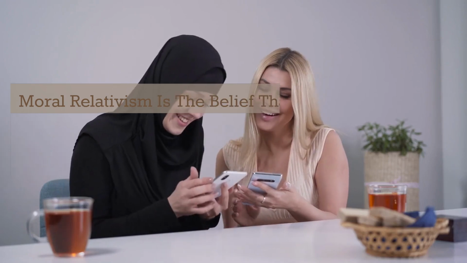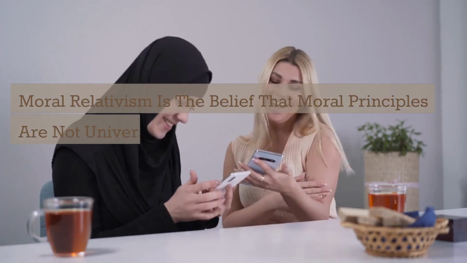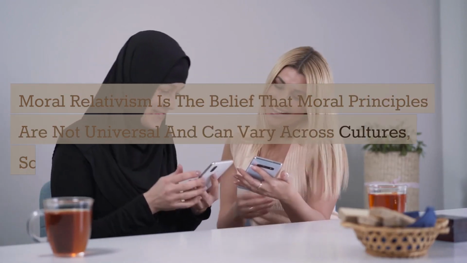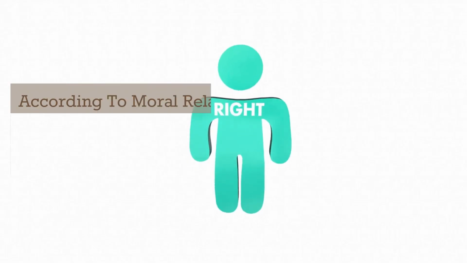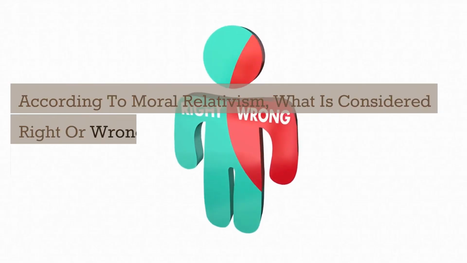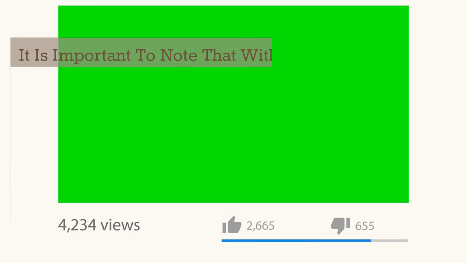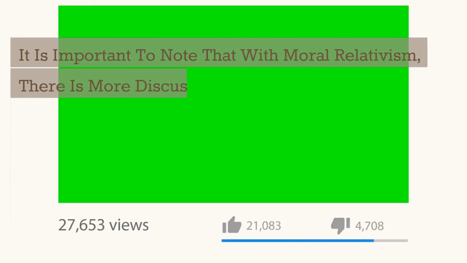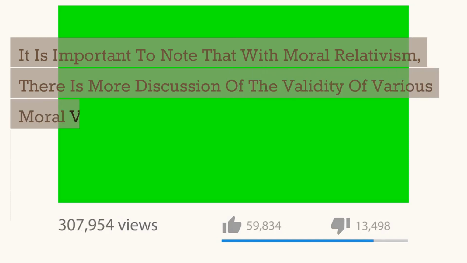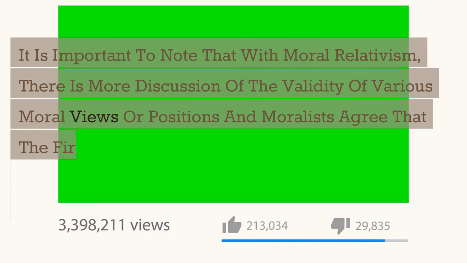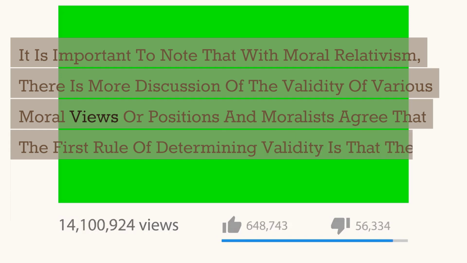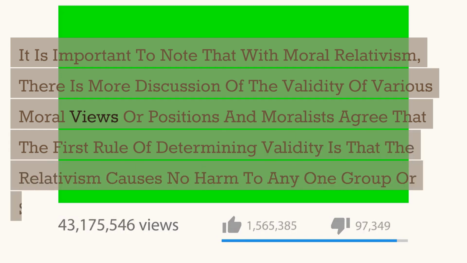Moral relativism is the belief that moral principles are not universal and can vary across cultures, societies, and individuals. According to moral relativism, what is considered right or wrong depends on the specific context and the values of the people involved. It is important to note that with moral relativism, there is more discussion of the validity of various moral views or positions, and moralists agree that the first rule of determining validity is that the relativism causes no harm to any one group or segment.